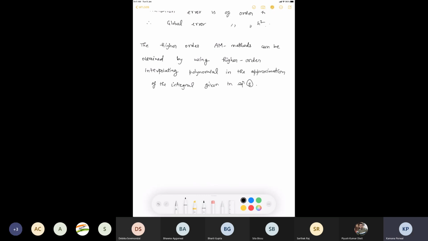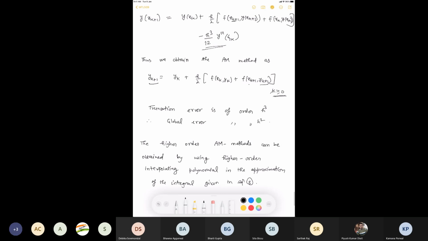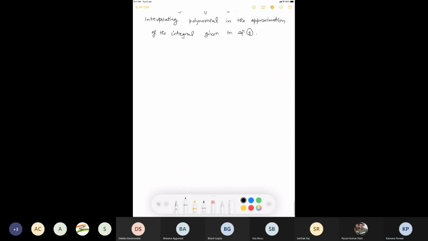So I think this is all for approximating the initial value problems using numerical methods. Next, we'll see a method to approximate the boundary value problems. Since we do not have much time left, it is better I start it in the next class. So we'll stop here.